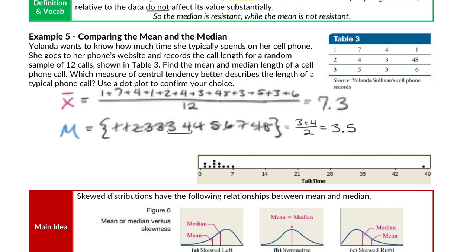If the average phone call was 7.3, that puts the average right here. Is that even near where the bulk of the data is? No. But if I look at the median, 3.5 is going to be right here. Is that more representative of the actual data? That means the median has resisted that one really large extreme data point of 48 minutes, but the mean was very much affected by it. So the mean is not resistant, but the median is generally resistant, which is pretty cool.